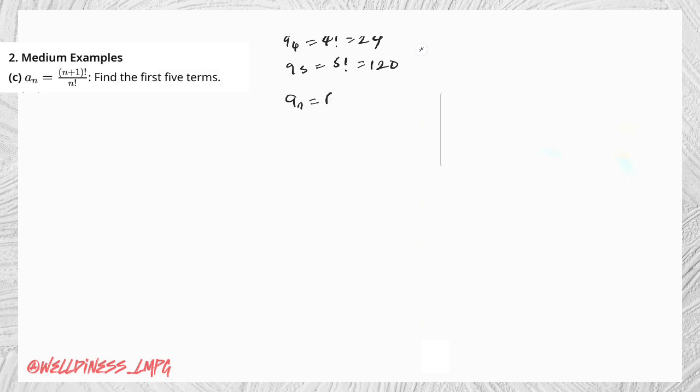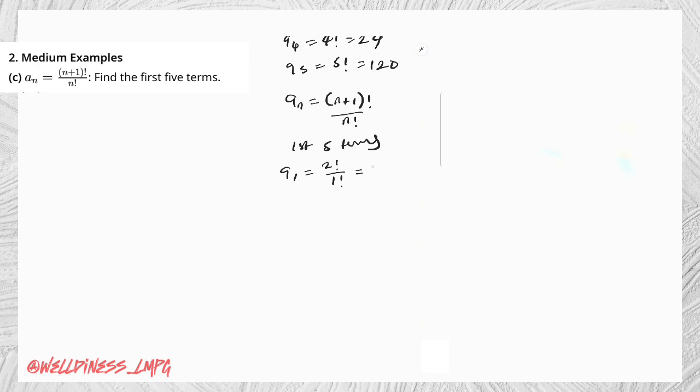So for our next question, we have a_n equal to n plus 1 factorial divided by n factorial. Find the first 5 terms. So all we have to do is substitute the value of whatever we're looking for into n so that we can arrive at an answer.